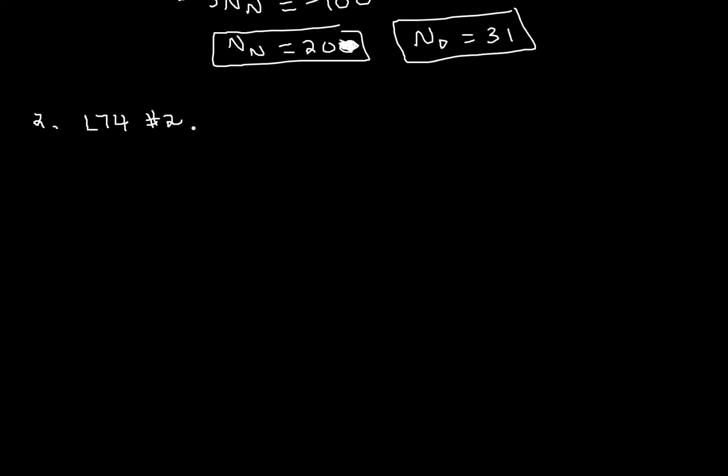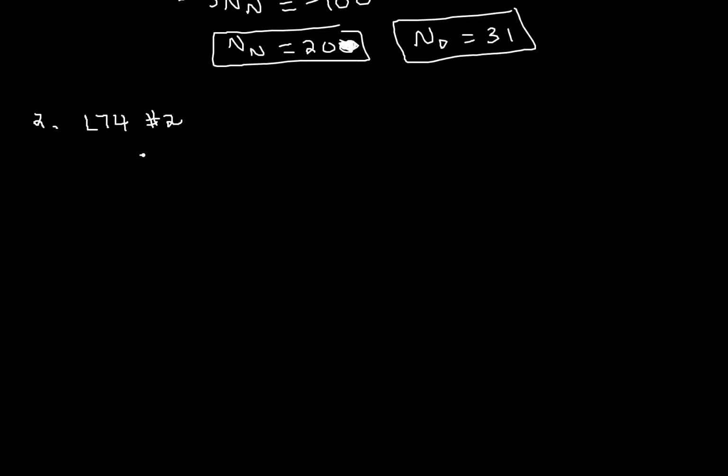Okay, 74 number 2. An urn contains 7 gold coins and 6 silver coins. 2 coins are drawn at random. What is the probability that both coins are gold if the coins are drawn without replacement? All right, so we have an urn, 7 gold coins, 6 silver coins. We're going to draw a coin out of there. What's the probability that it's gold?